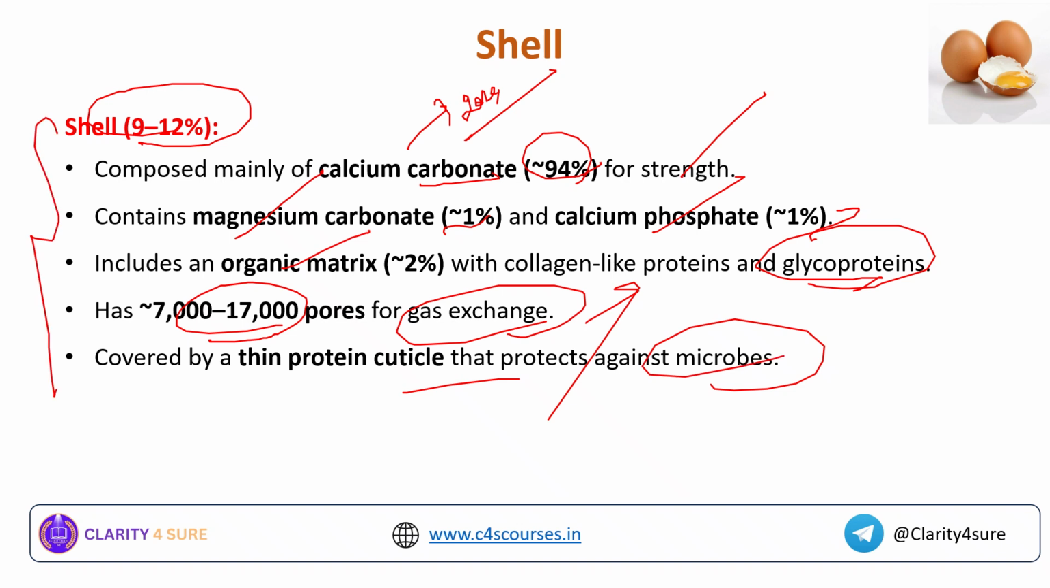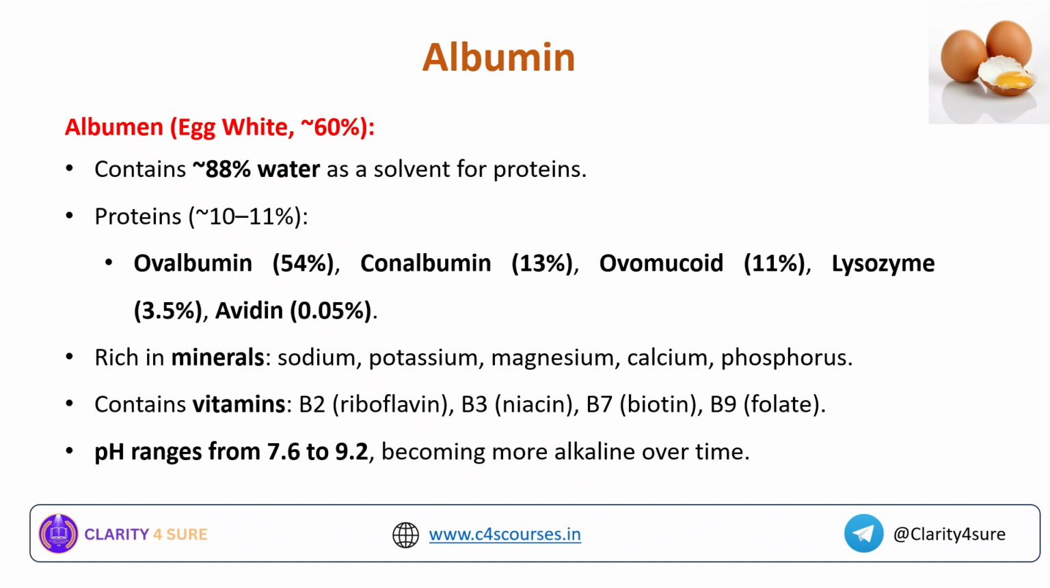Kindly note down whatever points we are discussing now, so it will be very easy for you at the time of revision. Next comes your albumin, which is known as the egg white. This composes around 60% of the whole egg. It contains around 88% water as a solvent for proteins. Protein is around 10 to 11%.